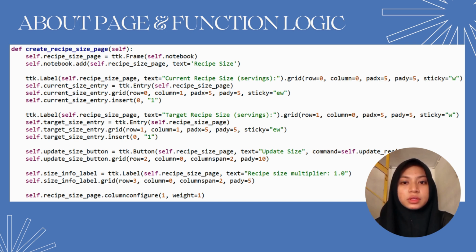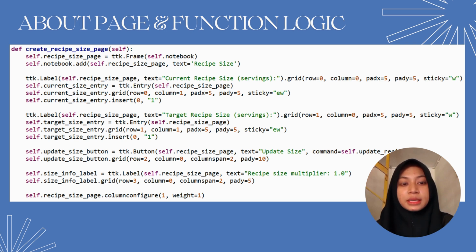I will continue to explain PBT2: the about page and function logic. First, we add a new tab labeled Recipe Size within the notebook widget, which allows users to navigate between different sections seamlessly. Next, we provide two entry fields, one for the current recipe size and another for the target recipe size. This allows users to enter serving amounts with default values set.